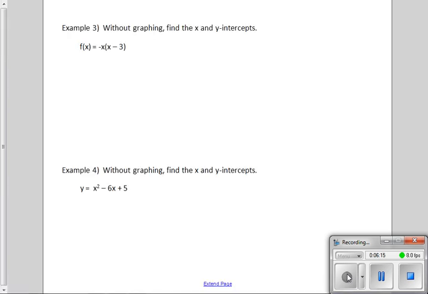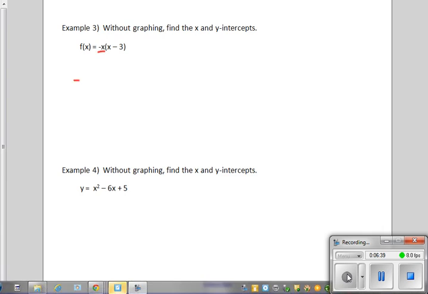So again, to reinforce this concept, in examples 3 and 4 here, we're going to go ahead and, without graphing, find the x and y intercepts. So we have an idea of how to find the x-intercepts. You're using that zero product property. You're going to take those binomials, the things in factored form. This is in factored form because we don't have that x squared. So you're going to set them both equal to 0.